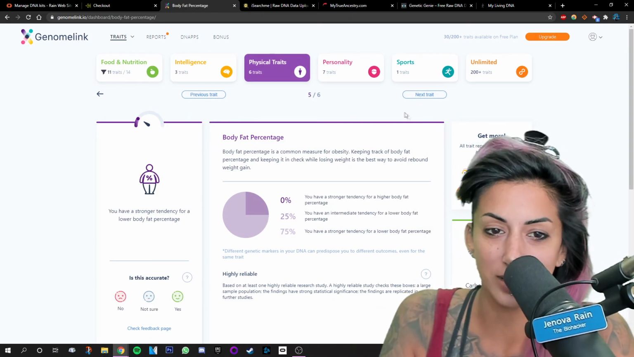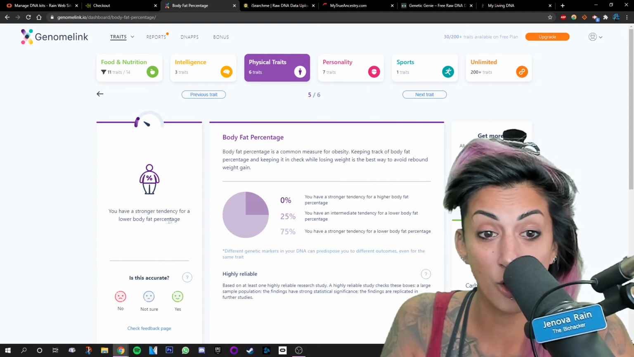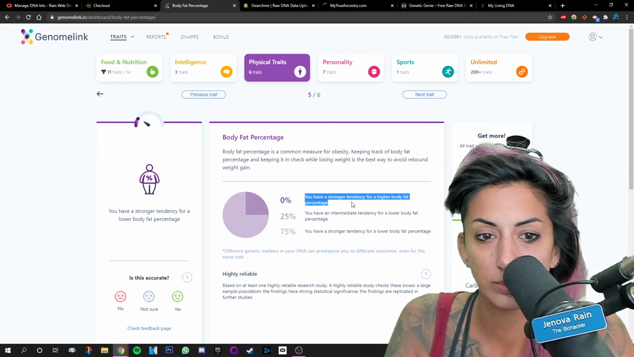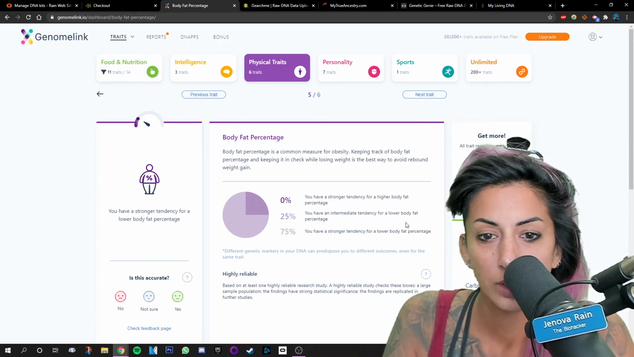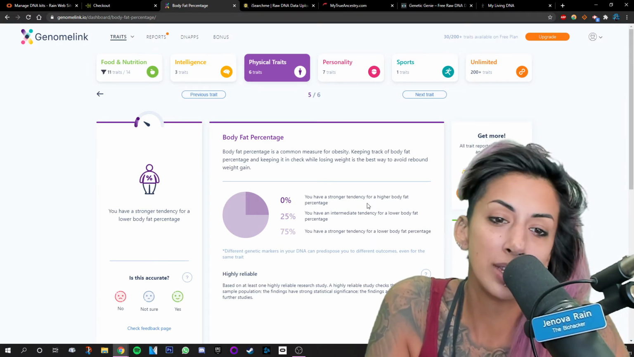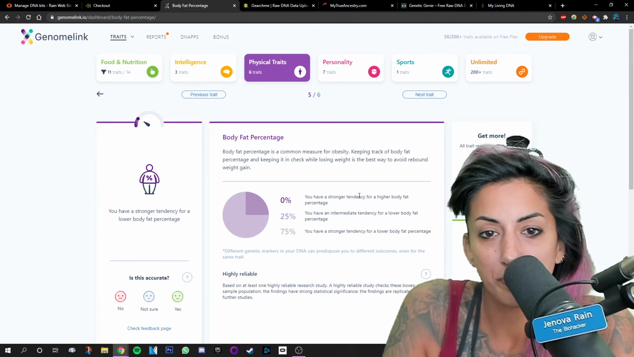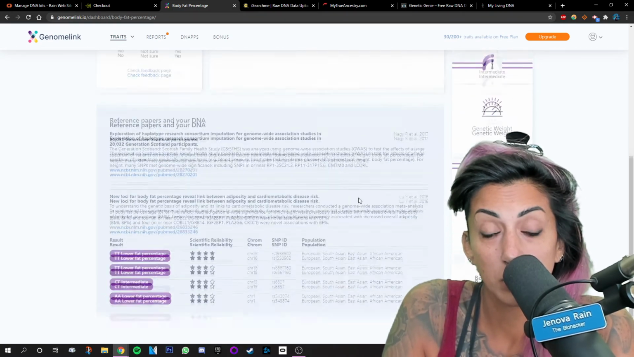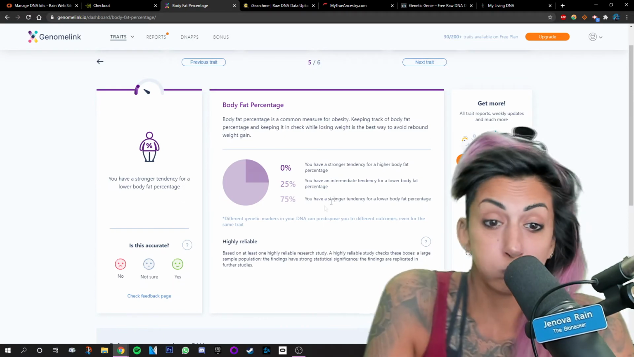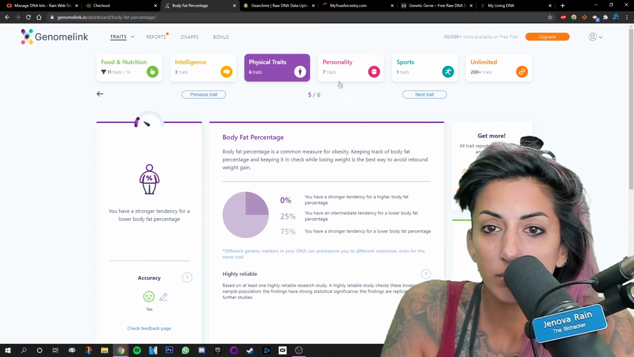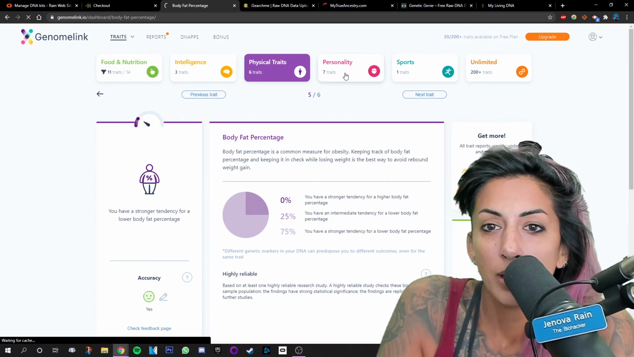Body fat percentage. You have a stronger tendency for lower body fat percentage. I mean, yeah, I suppose this goes hand in hand with the BMI, doesn't it? Okay. I agree.